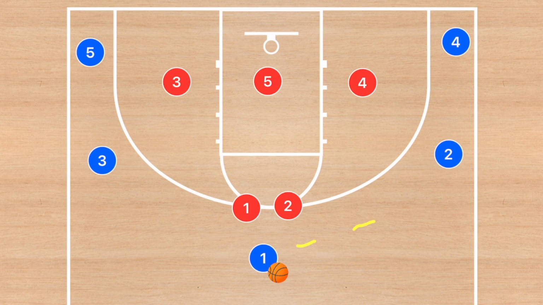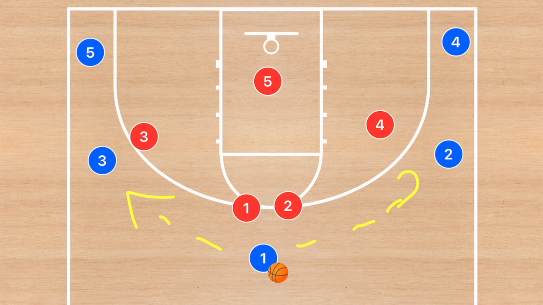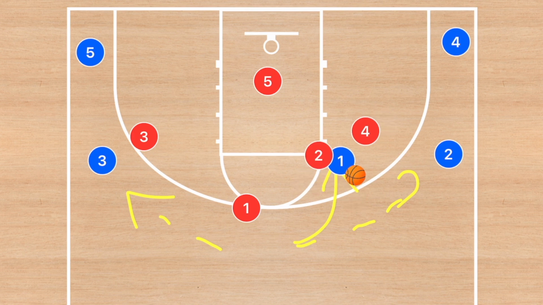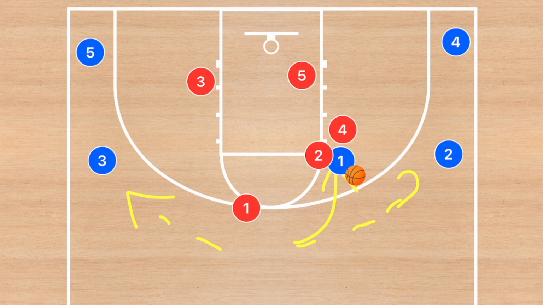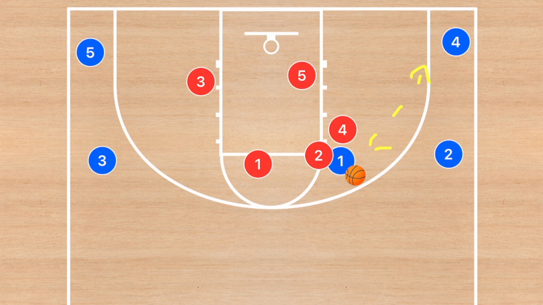So player 1, if the pass is open, he can pass left or right. If it's not and they're playing up, then he's going to have to drive instead. So player 1 will either pass or drive. Let's say he drives and attacks this gap. Well, when he attacks the gap, watch what happens. The defense collapses, which means that he needs to kick the ball out. He could kick the ball out to player 4 in this case, or to player 2.